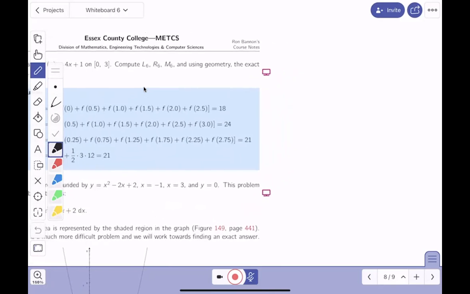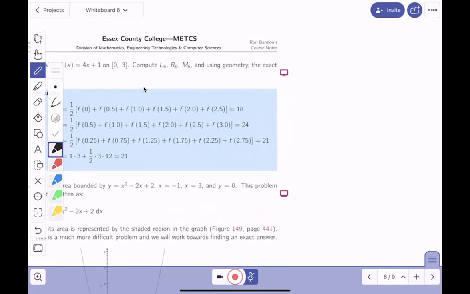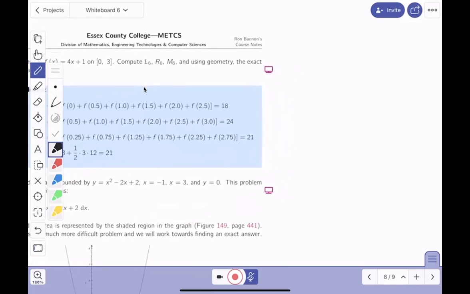We're going to do one at a time. But the first thing I want to do is visualize what this problem is about. So what do they give me? I'll write this down for you. They give me f of x, which is 4x plus 1. X is going to be on an interval. That interval is between 0 and 3.